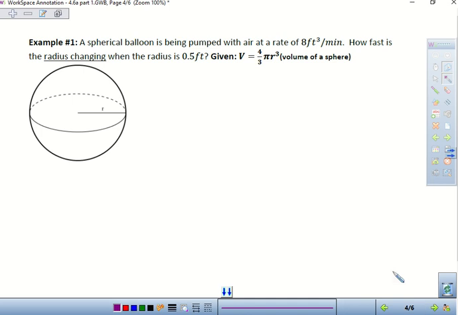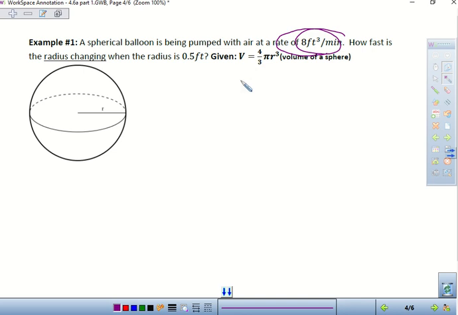So the first problem we're looking at is a spherical balloon is being pumped with air at a rate of 8 feet cubed per minute. How fast is the radius changing when the radius is 0.5 feet? So, this right here is the rate of which what changes? The balloon's radius changes. Well, the balloon's radius does change, that's correct, but this rate they gave me isn't the radius, it's the what? Volume? The volume.